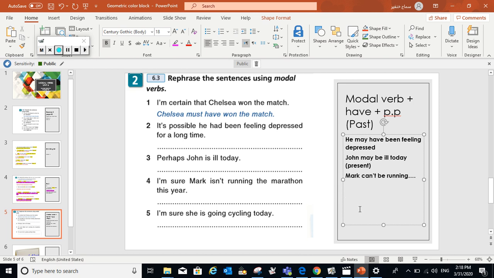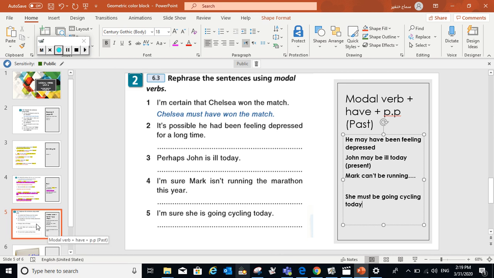So here, I'm sure she, you cannot write I'm sure, sorry for this. So she, instead of I'm sure, she must, okay. Then the base form, it's the present. So I have just to change this one in the base form. So she must be going cycling today. She must be going cycling today.